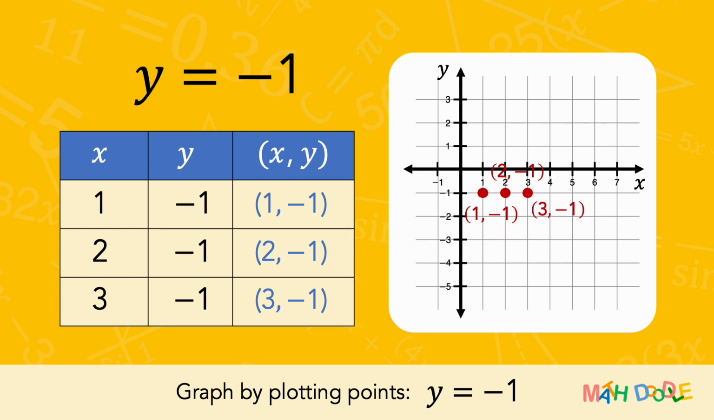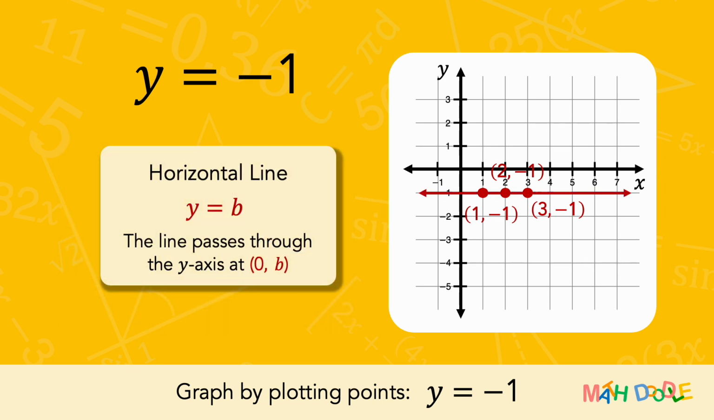Then, let's draw a line through these points and put arrows on both ends of the line. As you can see, the horizontal line passes through the y-axis at -1, and it is the line of y equals -1.